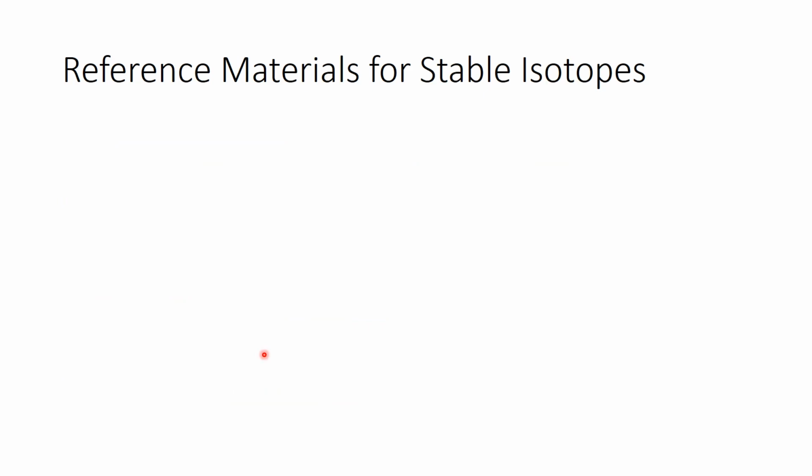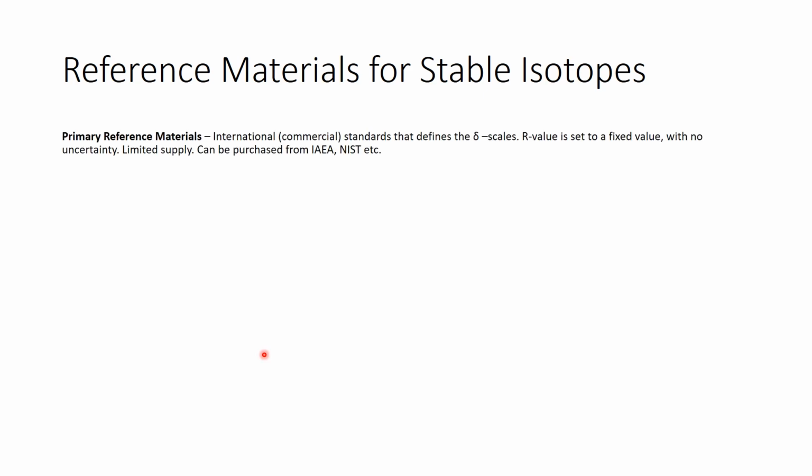Reference materials for stable isotope analysis is a very important field, so we have a lot of details about that. What you need to know is that we have primary reference materials that are international commercial standards that define the delta scales. The R values of these standards are set to a fixed value. That is, they are not necessarily measured, but just fixed by consensus.